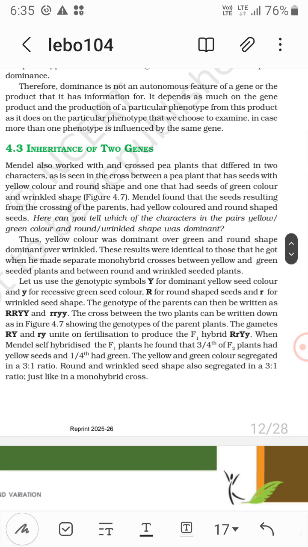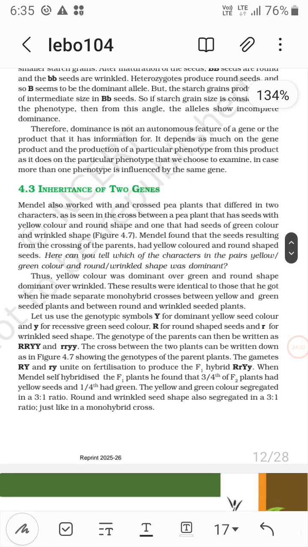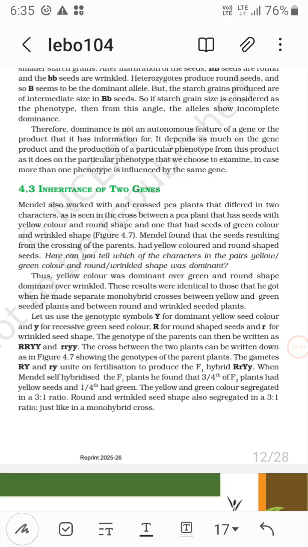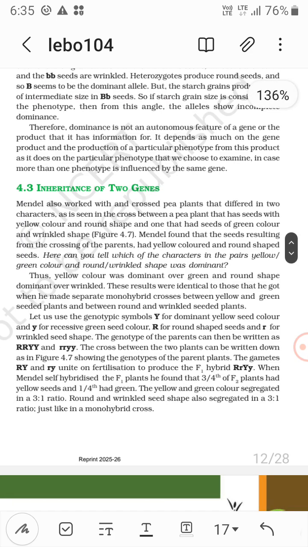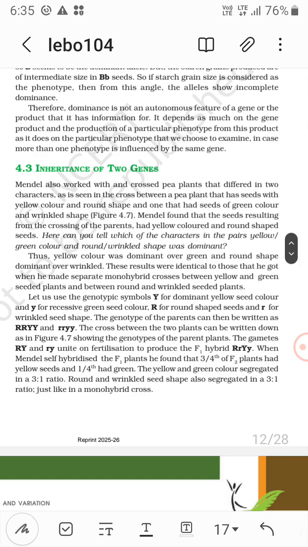Now we are going to study the inheritance of two genes. Mendel also worked with and crossed pea plants that differ in two characters, as seen in a cross between a pea plant that has seeds with yellow color and round shape, and one that has seeds of green color and wrinkled shape. Mendel found that the seeds resulting from the crossing of the parents had yellow colored and round shaped seeds.